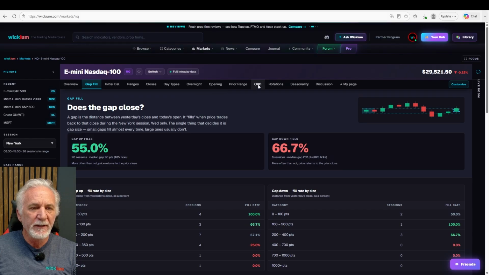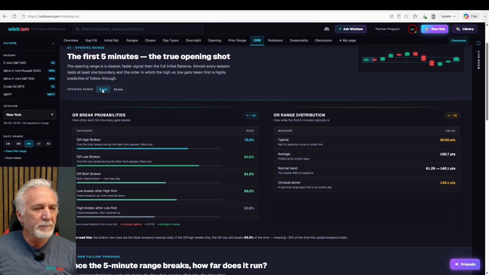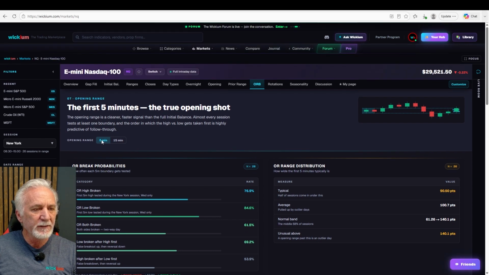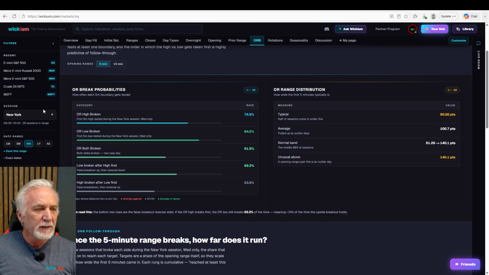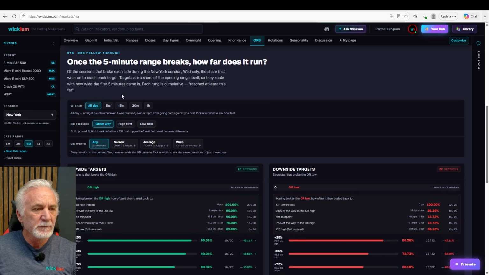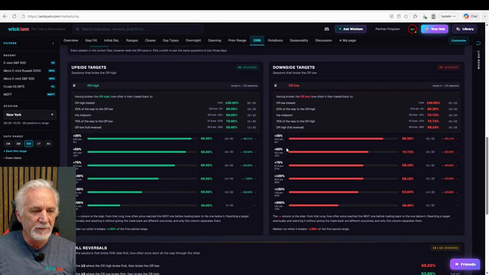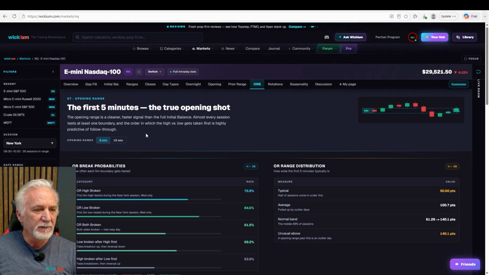Then you can go to the ORB. You can play the 5-minute and then the 15-minute. So kind of the same process. Once the 5-minute has happened, we already have our sessions selected over here. That gives you the stats on how often these conditions happened, and then more details about it. Then you can look at once the 5-minute range breaks, how far does it run, and then you adjust these according to your day's price action, and then it's going to give you the statistics down here. Same thing for the 15-minute.